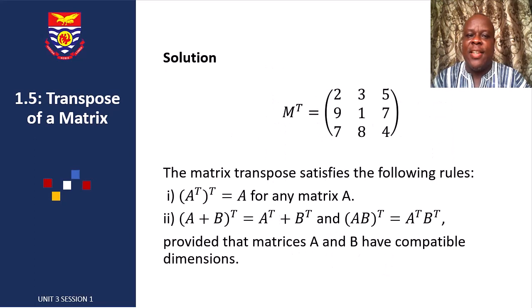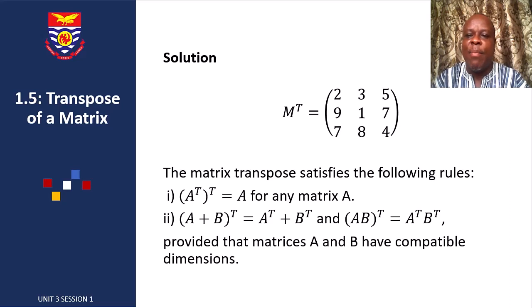Here is the solution to the previous question. I guess you've gotten it right. You see that row 1 of the matrix, which was 2, 9, 7, has now become column 1 of this new matrix, 2, 9, 7. And row 2, which was 3, 1, 8, has now become column 2, 3, 1, 8. And row 3, which was 5, 7, 4, is now column 3, which is 5, 7, 4.